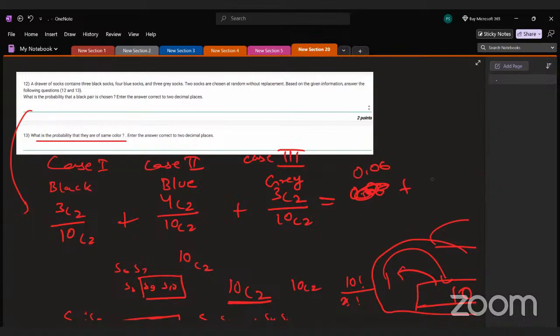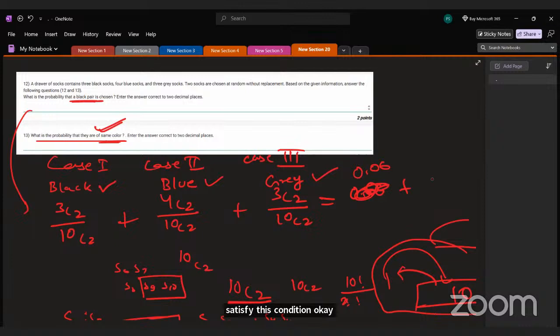Then for this, sir, in this question, do we need to consider all or any one of the colors? All, what do you mean by all? No, we have to consider that they are saying the pair should be of the same color. Like in this question, they have said black pair. Now they are saying the pair we choose should be of the same color. So in case one, they both can be black, they both can be blue, or both can be gray, and this will satisfy this condition. Okay, got it?